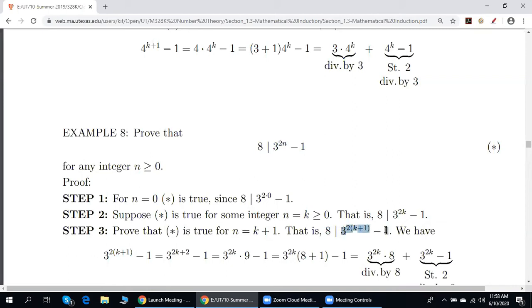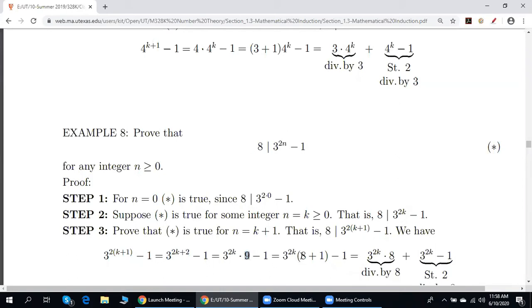We start with this expression. It's over here. Let us expand parentheses first. Done. By algebra, 3 to the power 2k plus 2 is identically equal to the following. 3 to 2k times 3 squared, which is 9.